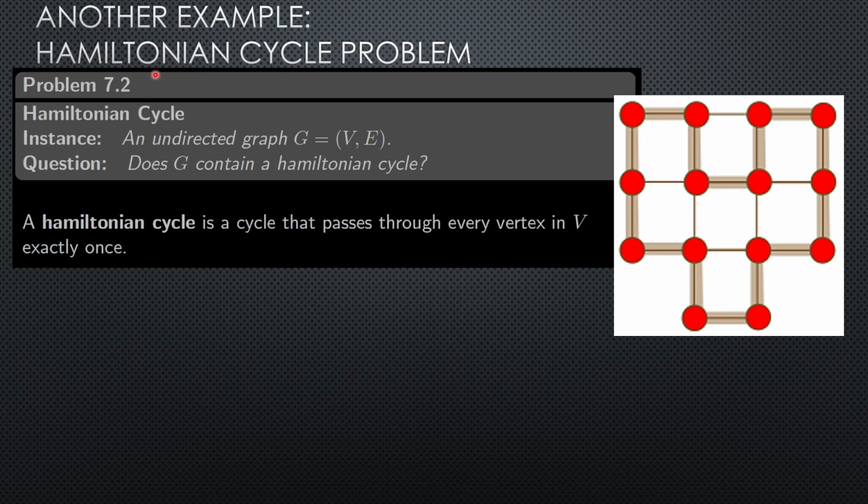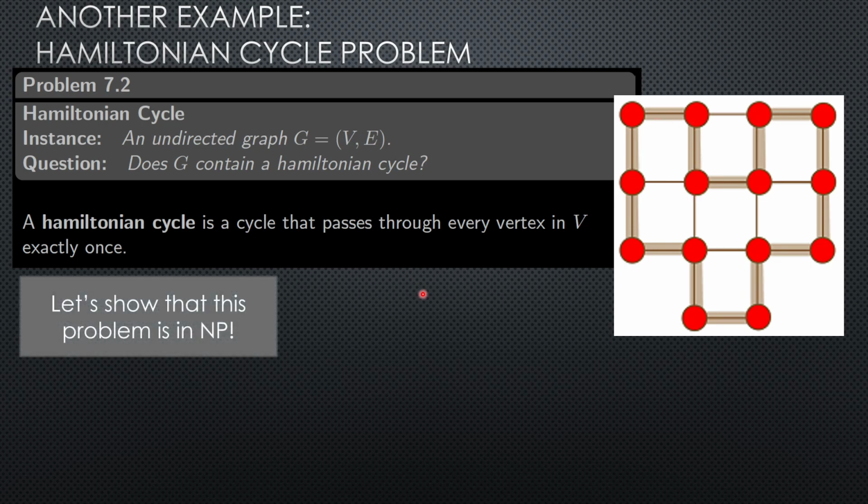So here's another problem, the Hamiltonian cycle problem. It's a simpler version of the traveling salesperson problem. You have an undirected graph, and you ask, is there a Hamiltonian cycle? A cycle that visits every vertex exactly once, following some subset of the edges. So let's show this problem is in NP.